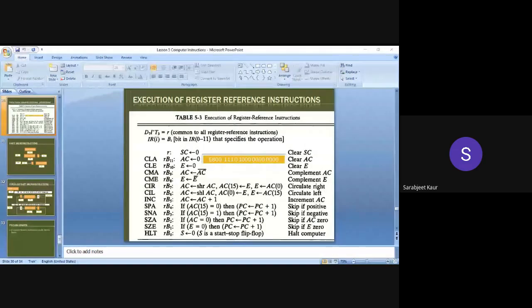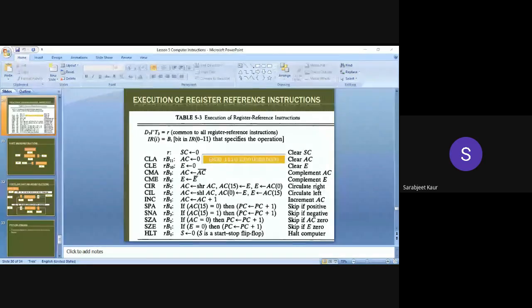So when this B11 is 1, initially when all of these are 0, then no register reference operation is implied. When this is 1, then CLA will be performed. Then CLA is implied. Then when the B10 bit is 1, then clear extended bit, which is the next operation, will be implied.